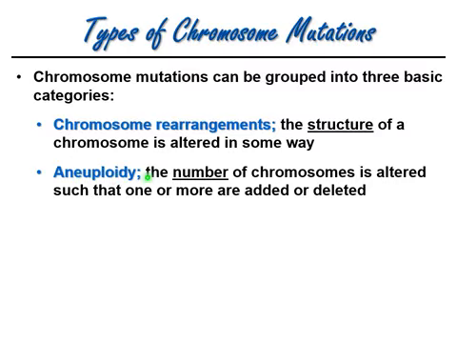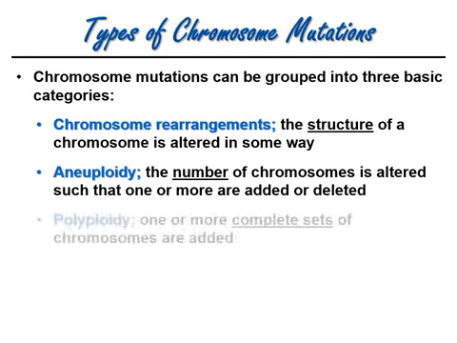But aneuploidies are when the number of chromosomes is altered such that you're just losing one or picking up one. So you're just adding or subtracting one or two or three chromosomes, not an entire set of chromosomes. If you had an entire set that you add or lose, that's when you talk about not aneuploidy, but polyploidy.